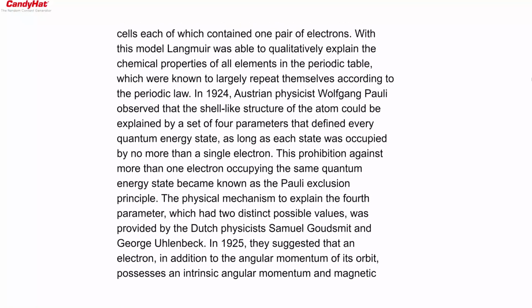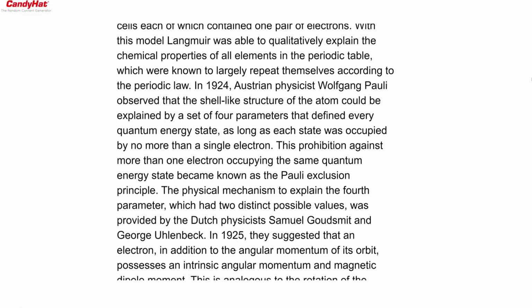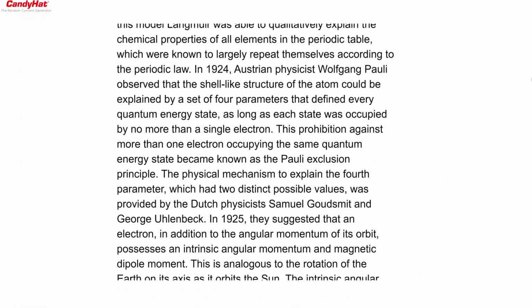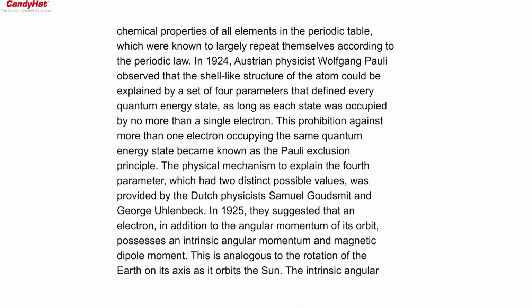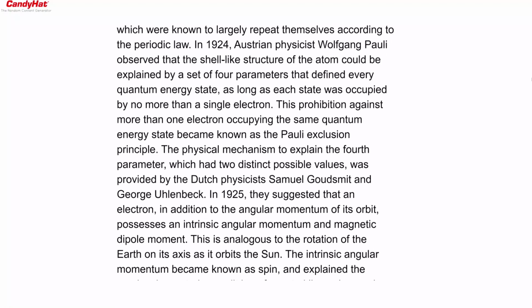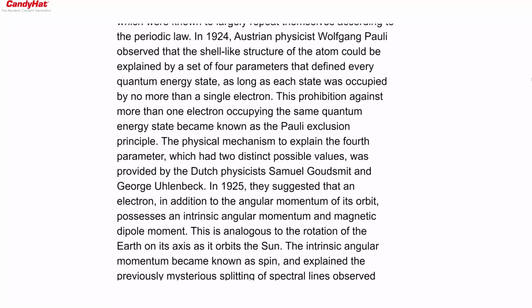In 1925, they suggested that an electron, in addition to the angular momentum of its orbit, possesses an intrinsic angular momentum and magnetic dipole moment. This is analogous to the rotation of the Earth on its axis as it orbits the Sun.